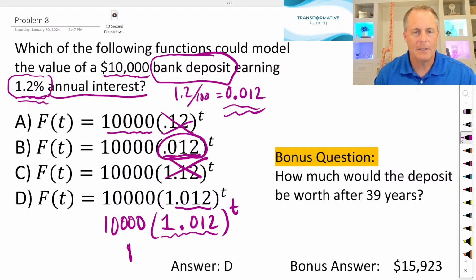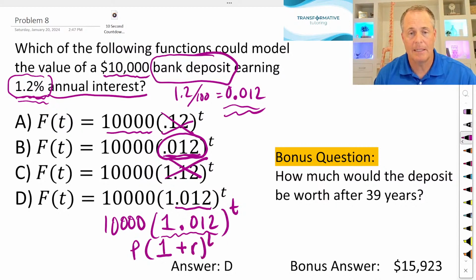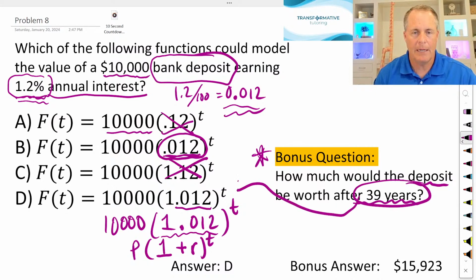And the rule is you always take the starting amount, which we might write as P or we might write as A, and you're probably more familiar with P from school, and you're going to go 1 plus the rate that it's growing, to the t power. Now, really quick, I've got a little bonus question for you here. It says, how much would the deposit be worth after 39 years? Well, that's the beauty of algebra: you can write equations and then plug numbers into them and work it out. It turns out that after 39 years, you would have $15,000.